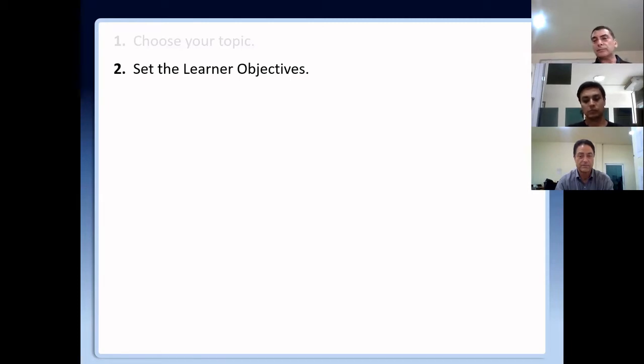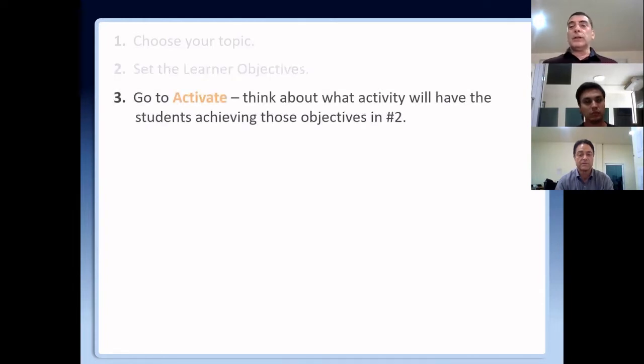Now, from here on, most teachers would just plunge straight into the beginning of the lesson, which, as we know, is the engage stage. Instead, I'm suggesting that you actually jump to the end of the lesson, which is the activate stage. Go straight to the activate stage and think about what activity you can have the students doing that will have them meeting those learner objectives. That will have them talking about that topic to meet those learner objectives. So think about what activity they can do to achieve that.